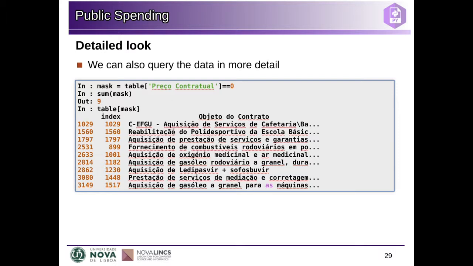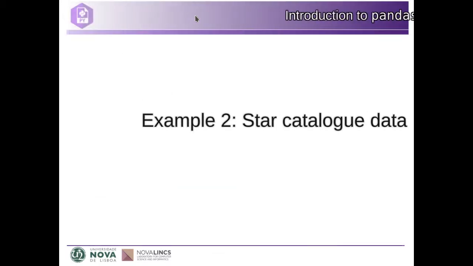But we have this all in the same table. This is the index we're using now, and now we can see the contract object and all the different fields. So I cut this out a bit because the table is rather large, but we can extract from our table those intriguing examples of a 0 price.